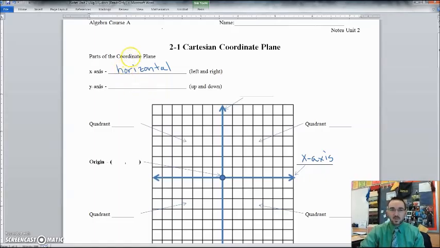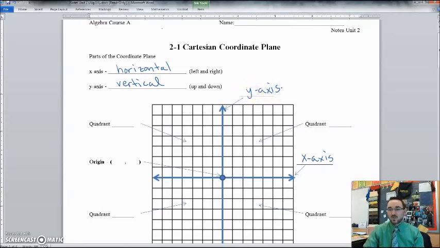But the other part of a Cartesian coordinate plane is the y-axis, or the vertical axis. The axis is this vertical one going up and down. This is going to be the y-axis.